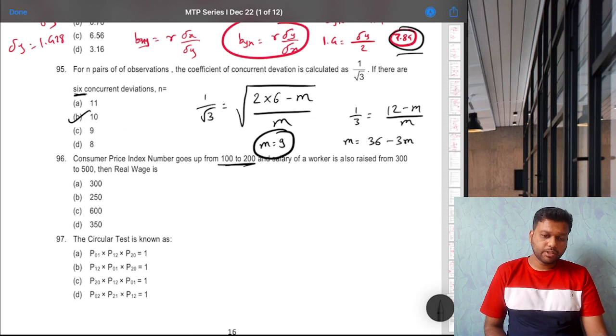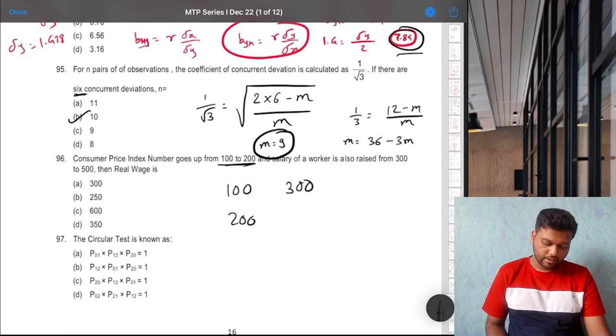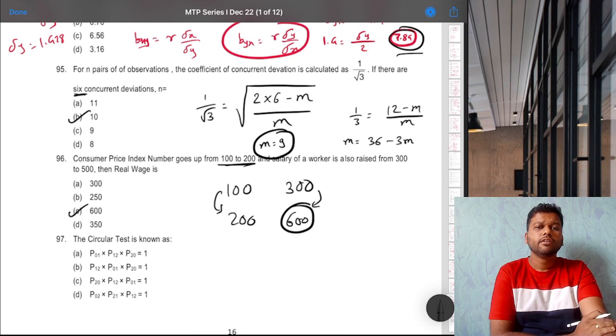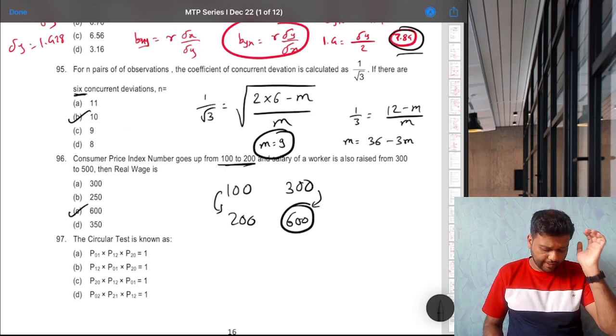Consumer price index numbers goes from 100 to 200 and salary of worker is raised from 300 to 500. Then what is real wage? Understand? From 300, ideally, if index number is doubled, then this should also be doubled, right? So 600 should be the real wage. So real wage is 600. But they have not increased that much. They have increased by only 200 rupees. So fine, that is not asked. They have only asked real wage. Real wage is 600.